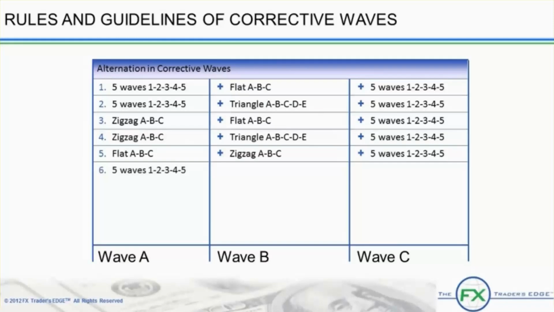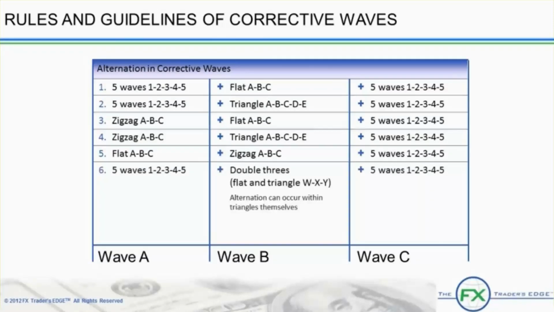Example 6 is a double 3 combination. Wave A starts off with 5 waves, wave B is a double 3 with a flat and a triangle, and wave C is 5 waves. Don't forget that within the triangle itself there can be alternation. Also, in the double 3 combination, the X-wave connector can also be a combination of flats, zigzags, and triangles.